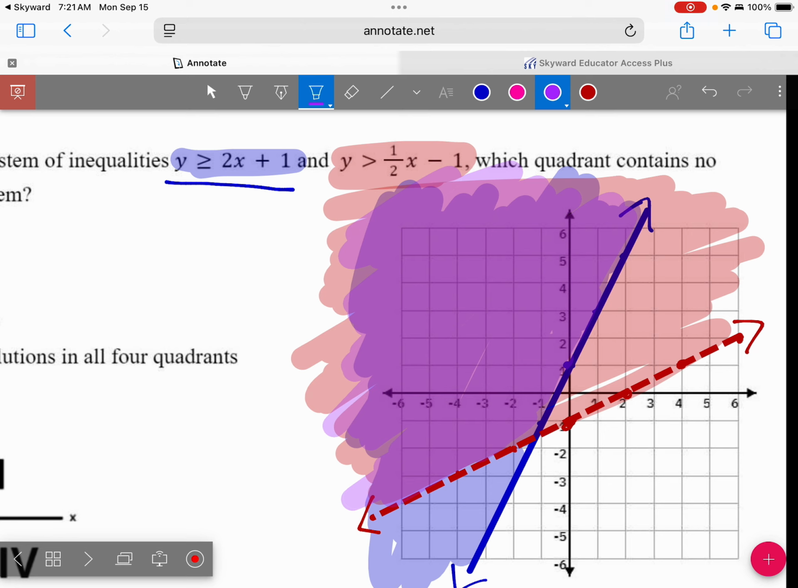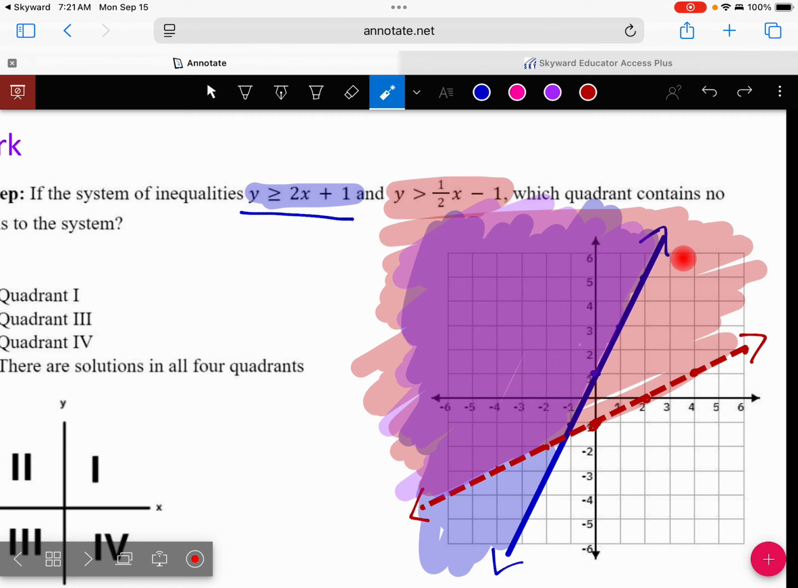It's Roman numeral, so it's 1, 2, 3, or 4. So this one is quadrant 1. That's this corner up here. Does this quadrant have solutions in it? Yeah, this little chunk right here. Does quadrant 2 have solutions in it? Yes, almost the entirety of quadrant 2. There's just one little spot that's not.